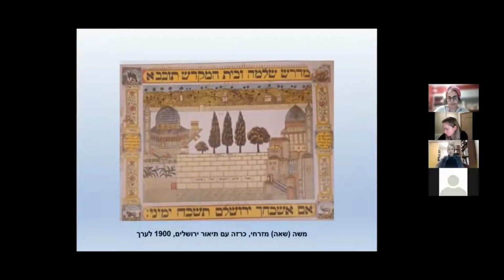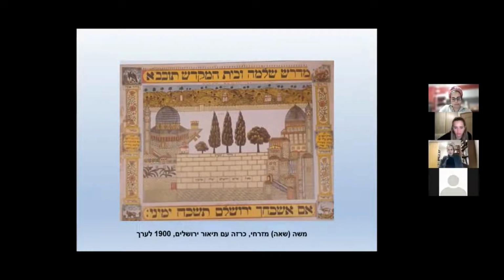Here's another example from the time. This is just a poster that people used to hang up in their home. You know, the Jews lived here till the 20th century, till the Chalutzim, the pioneers, started making Aliyah, and it also took a long, long time.